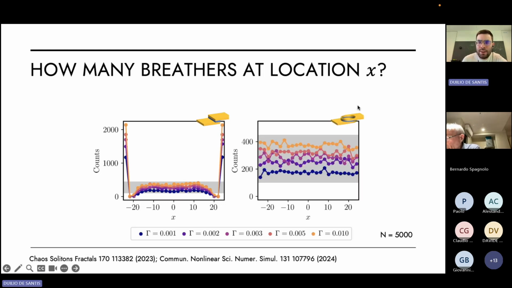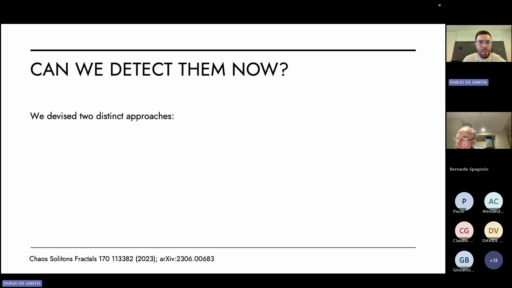If we take a look at the periodic boundary condition case, in that case there are no preferred points, there are no edges, so the generation probability is going to be constant over space. Essentially this is what we see. And you may note by looking at the different colors that by increasing the noise amplitude, so by going from blue to orange, I increase the average number of breathers. So the more fluctuations, the more breathers I get in my system. And that's an interesting phenomenon.